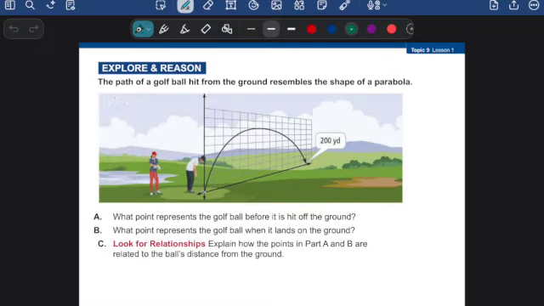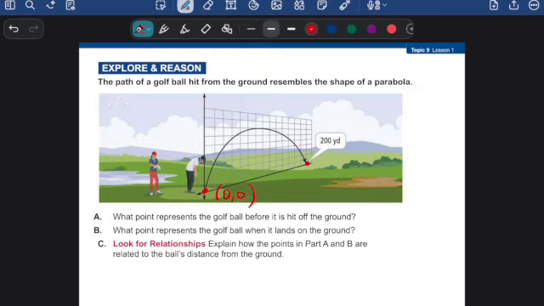For the exploring reason, we have this diagram, and it's recording the path of a golf ball hit from the ground. And like other vertical motions, it follows the shape of a parabola. Part A, what point represents the golf ball before it is hit off the ground? So here is where it is just before it's hit off the ground, and if this is on the coordinate plane, we know that this is at point (0, 0). It's at the origin.